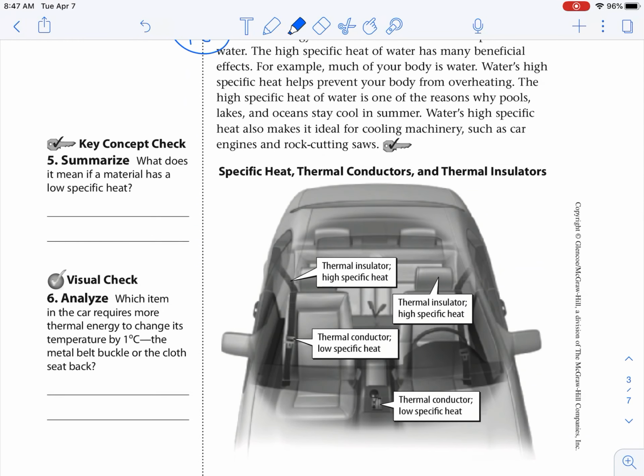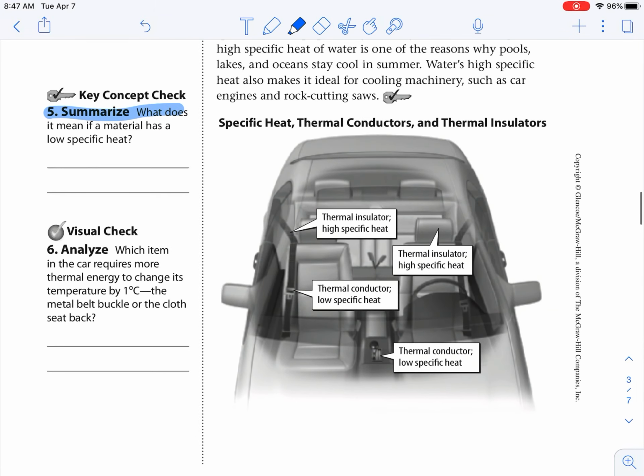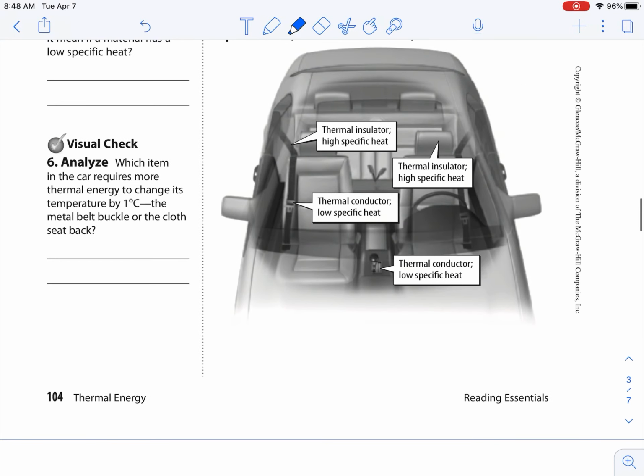Number 5 says, summarize. What does it mean if a material has a low specific heat? You're going to be reading about different examples in a car, different materials, and what kinds of specific heat they have. So what does it actually tell us about something if it has a low specific heat?